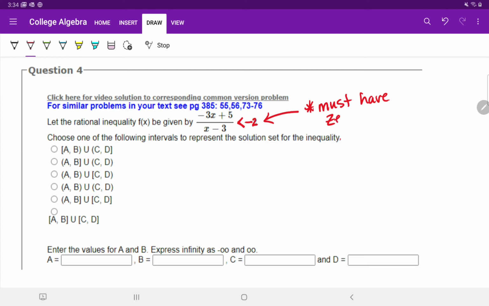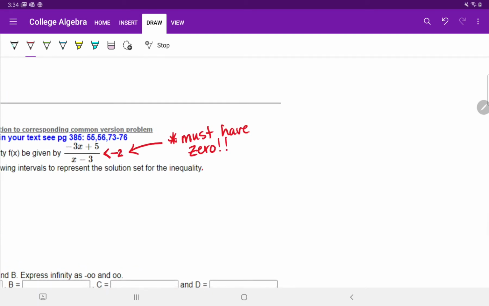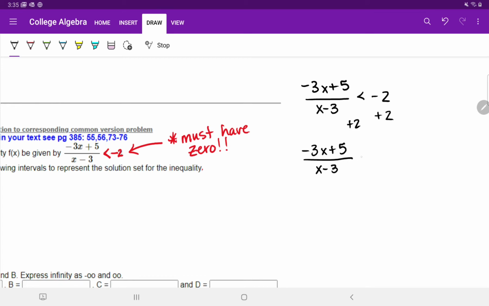So we have some prep work we have to do before we can even solve this problem. We start off with (-3x + 5)/(x - 3) < -2. We've got to move the -2 over to the left, so we're going to add 2 to both sides, which will give us (-3x + 5)/(x - 3) + 2 < 0.